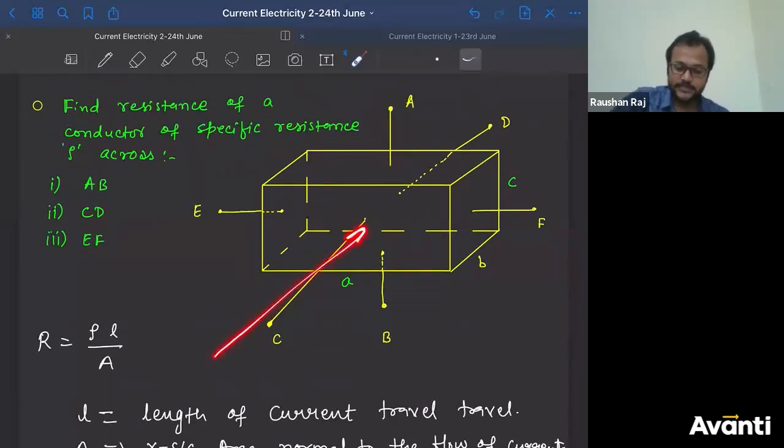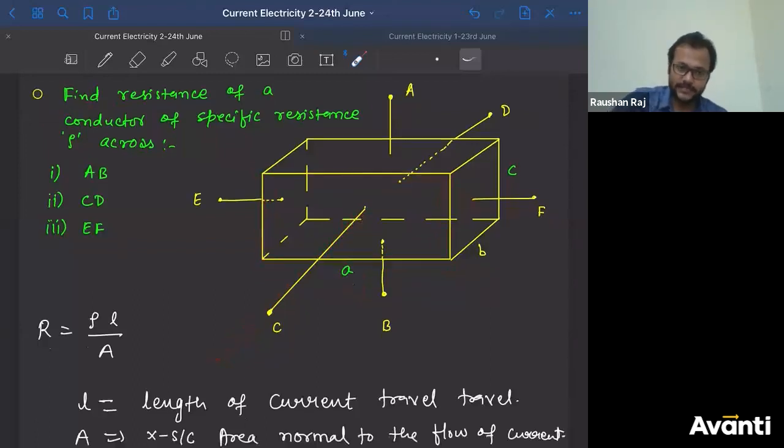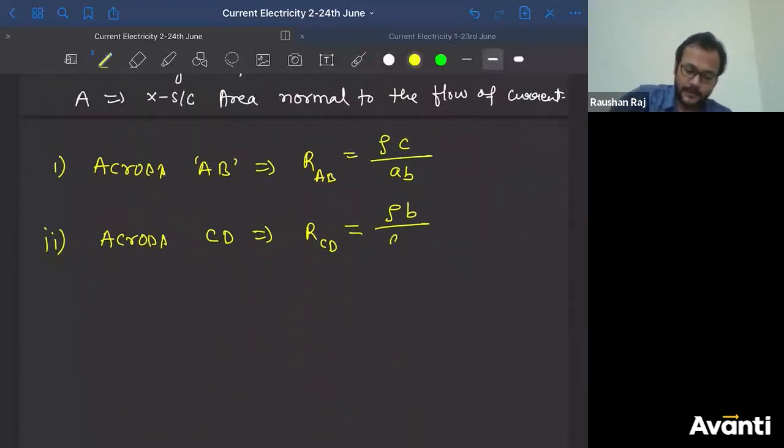Current will flow like this. Cross section area is nothing but this one. And what is the area of this part? A into C. Right, बच्चा लोग? A into C. Yes बच्चा. A into C.